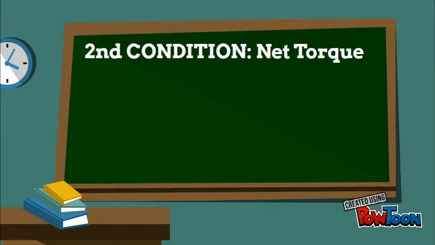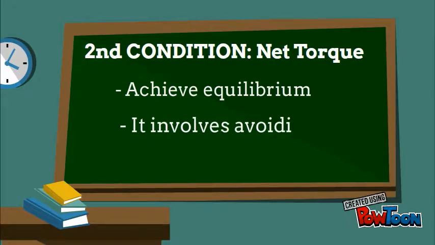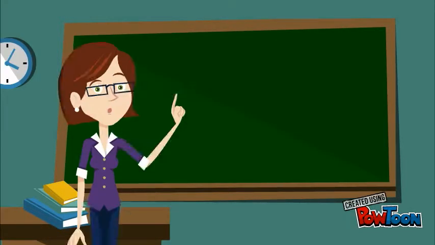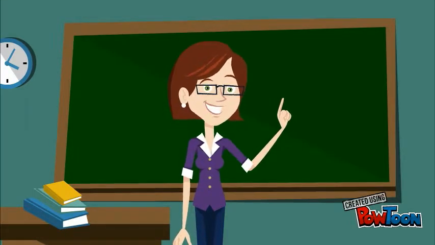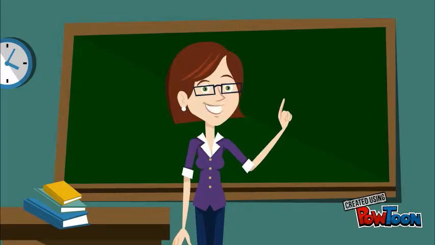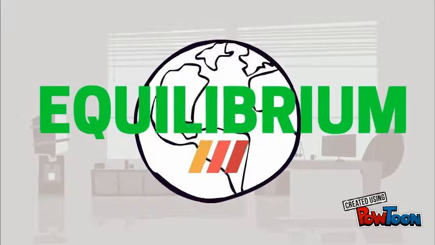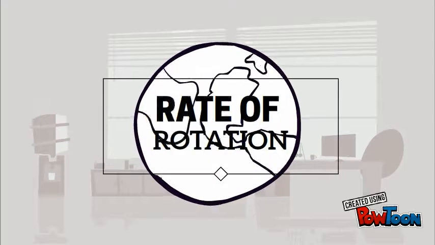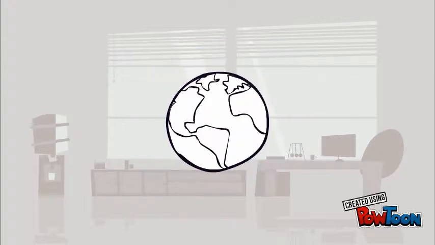The second condition is necessary to achieve equilibrium. It involves avoiding accelerated rotation. While there is only one way to write the conditions for the forces on a rigid object summing to zero, we have a choice in the way we write the equation for the total torque. A rotating body or system can be in equilibrium if its rate of rotation is constant and remains unchanged by the forces acting on it.